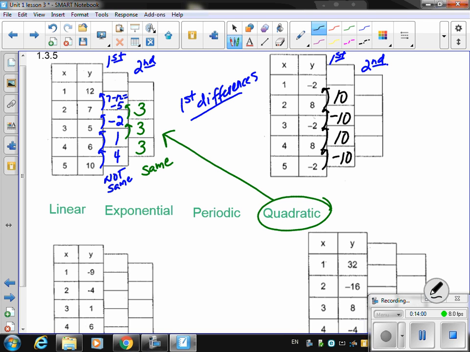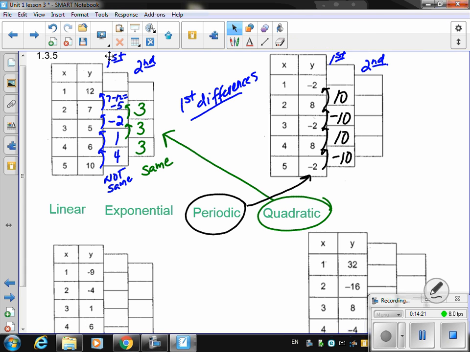You can see that your y values go from -2 to 8 to -2 to 8 to -2 and on it goes. This is a regular pattern. This is periodic. My first and second differences don't help me so much. I can see that I'm going back and forth between values. Two more.